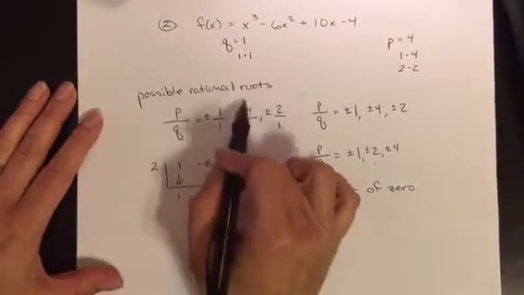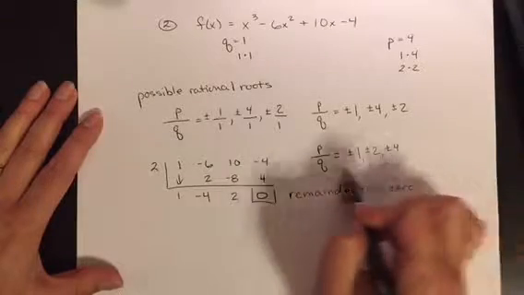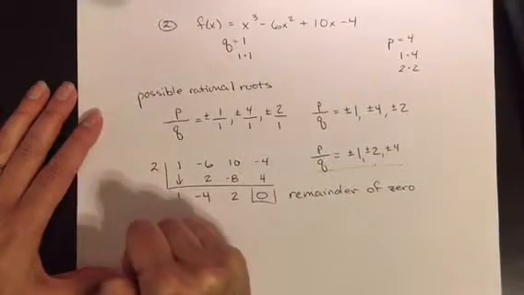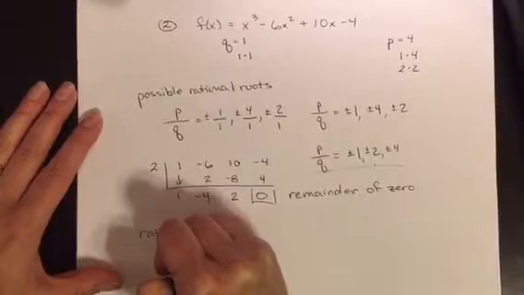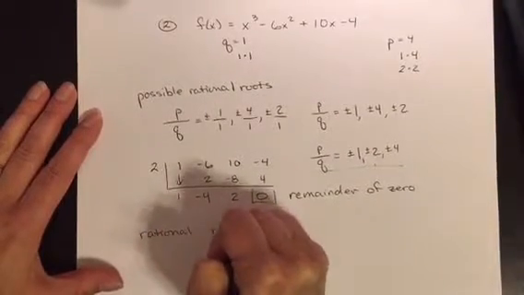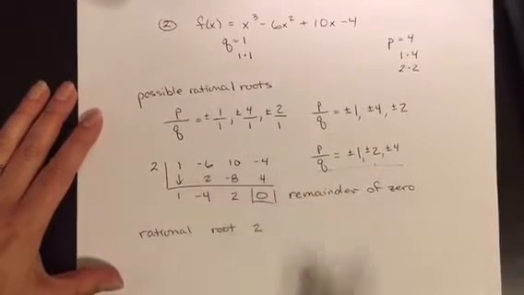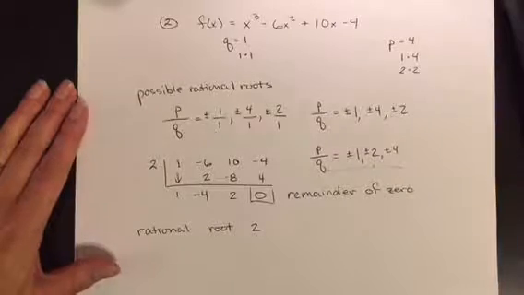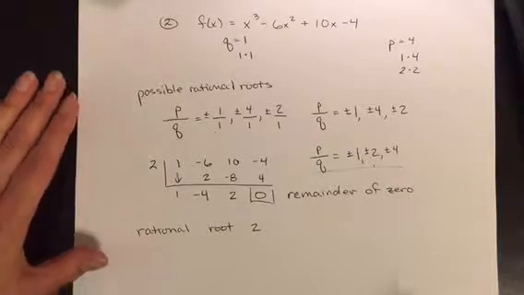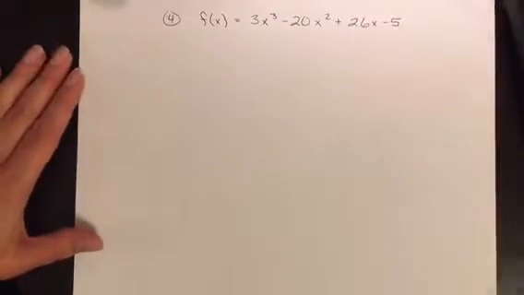So the possible rational roots, like we said a minute ago, are right here. The rational root, in this case, is 2. There's only one rational root, and it's 2. Let's do another one.